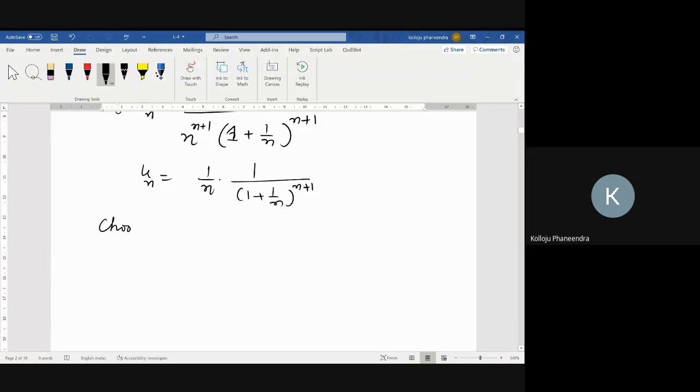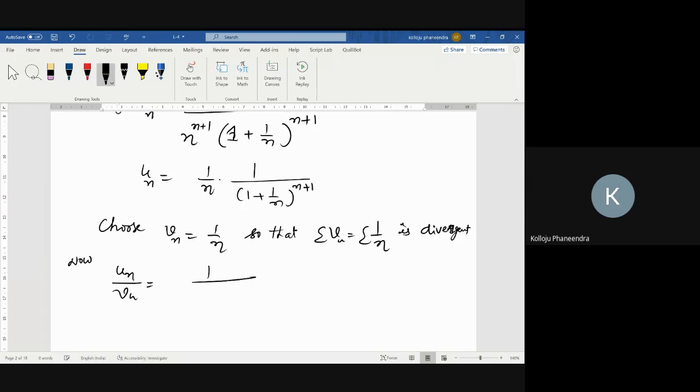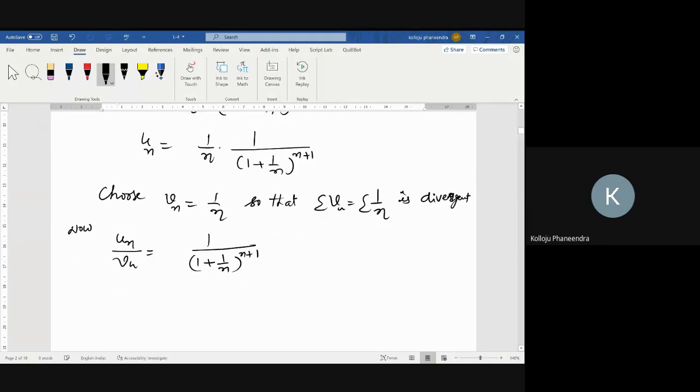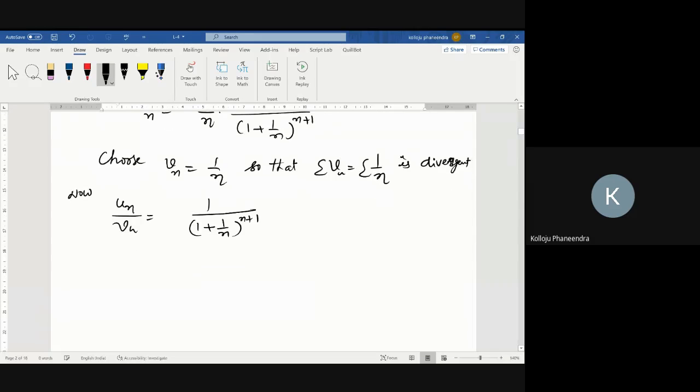So choose Vn equal to 1 by n, so that sigma Vn equals sigma 1 by n. What is the series? P value is 1, so divergent. Now you find the ratio. Now Un over Vn, 1 by n gets cancelled. The remaining term is only one term, 1 by 1 plus 1 by n whole power n plus 1. Apply the limit value of Un by Vn as n tends to infinity.